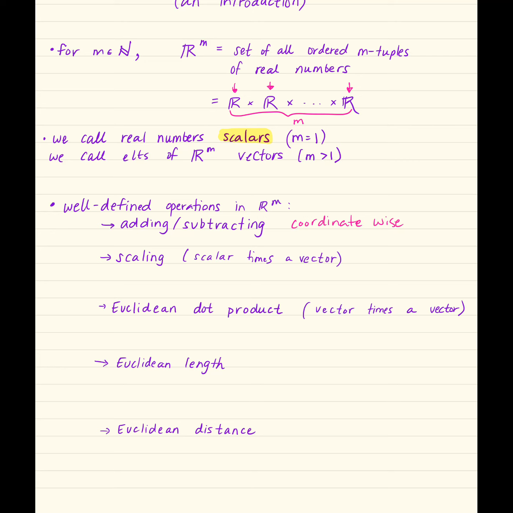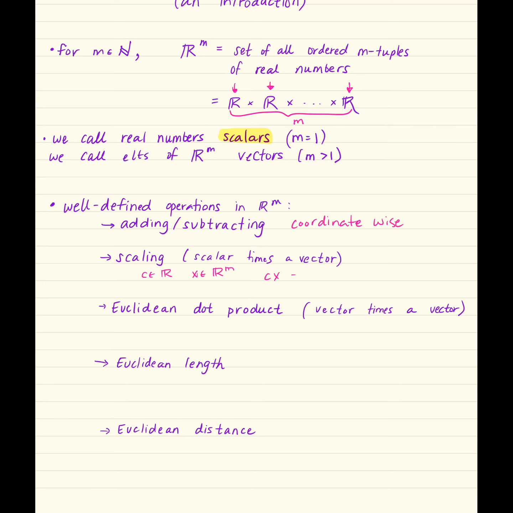Scaling is a way of saying that you're going to multiply a scalar, which is a real number, times a vector. So we are able to do that. And just as an example, say C belongs to R, so C is a scalar, and X belongs to R^m, so X is a vector.